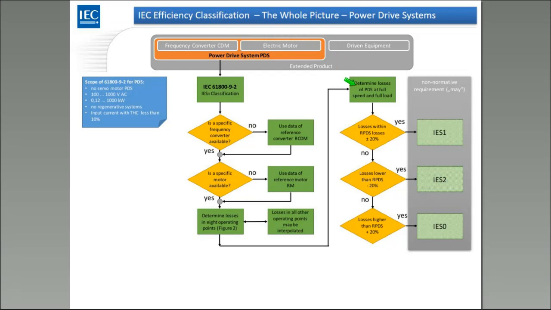And again, for the system there is a classification. The only difference is components are classified according to IE numbers, IE 0, 1, 2, 3, 4, and systems are classified according to IES. S obviously meaning system, so we've got an IES 0, IES 1, and IES 2.